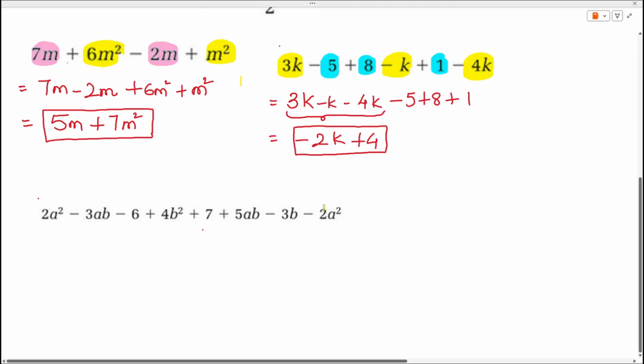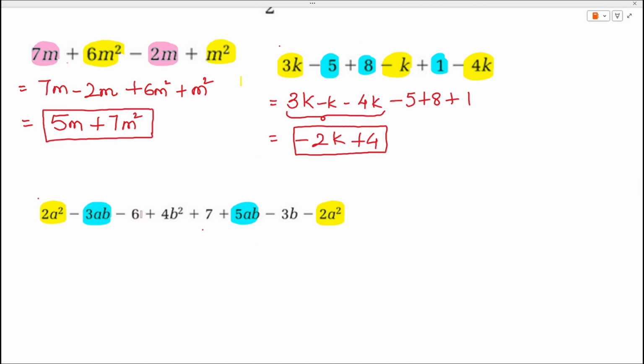Now let us try simplifying this expression by collecting like terms. So the like terms are 2a square and this 2a square. Let us pick up the other like terms. So we have ab over here and ab over here, and one more set of like terms is 6 and 7. So they do not have any like terms because this has a variable b and this has a variable b square. So to simplify it, let us put the like terms together.